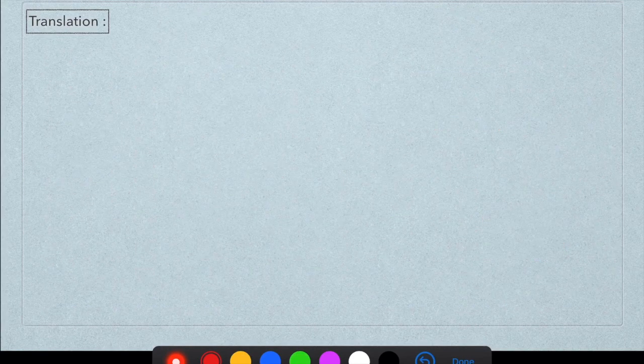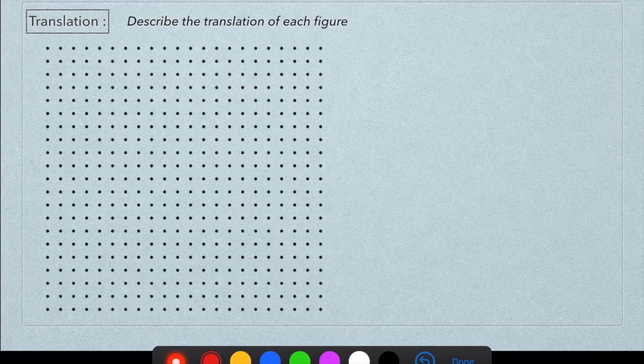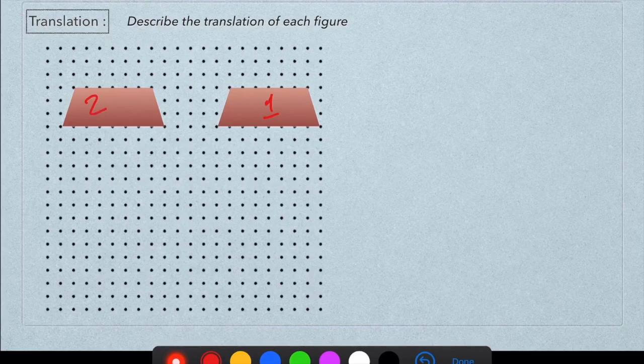Let's go to the other question. Describe the translation of each figure. Okay, so you are given a translation and you should give the directions. So this is the shape 1, and it's translated here. So could you please give me the direction?